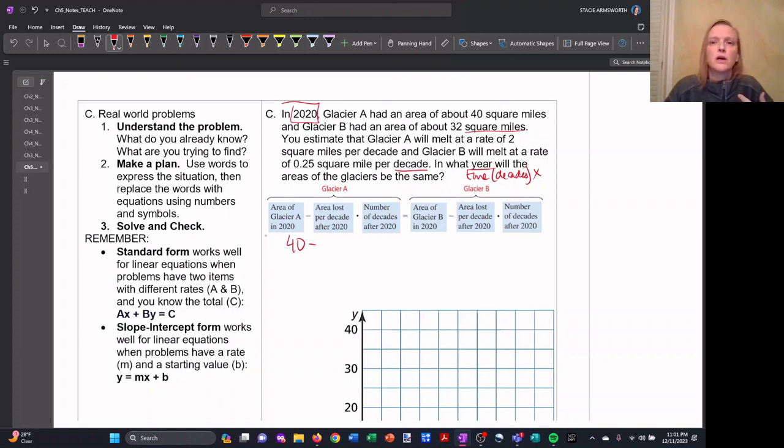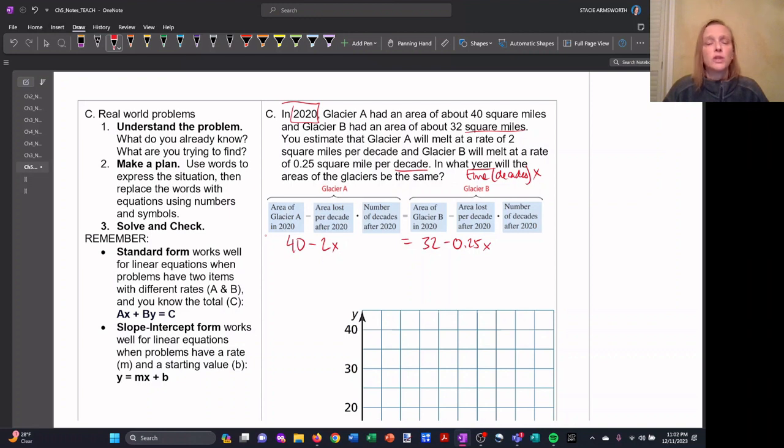It loses 2 square miles per decade. And for Glacier B, it starts with a size of 32 square miles and then it gets smaller and smaller every decade at a rate of 0.25 square miles per decade. So times the time.